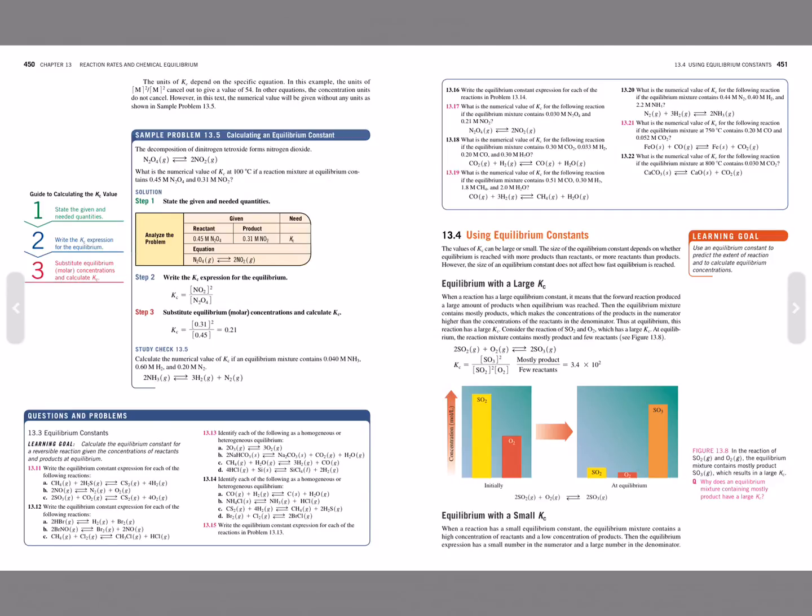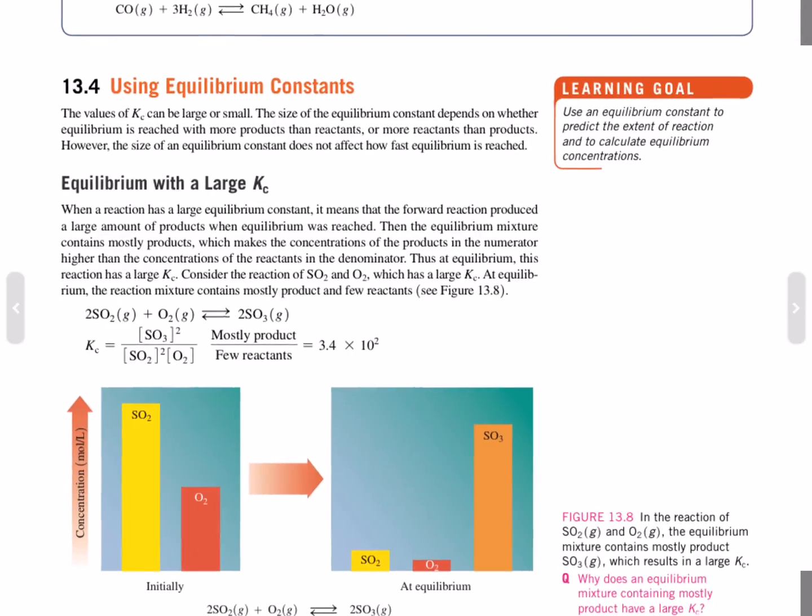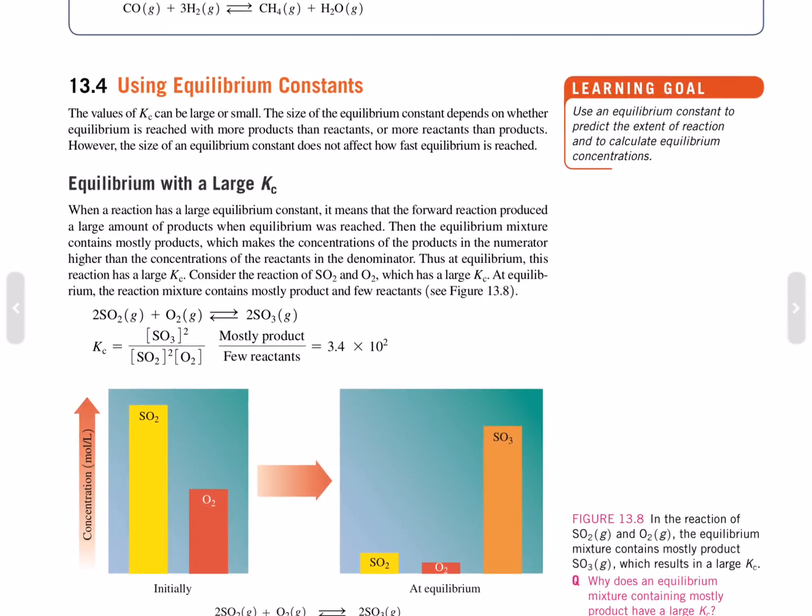Section 13.4, Using equilibrium constants. The value of K sub C can be large or small. The size of the equilibrium constant depends on whether equilibrium is reached with more products than reactants or more reactants than products. However, the size of the equilibrium constant does not affect how fast equilibrium is reached.